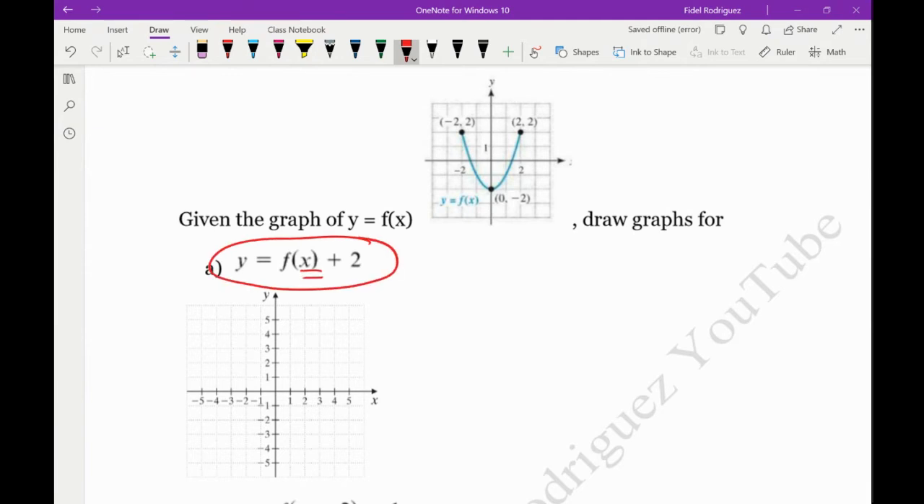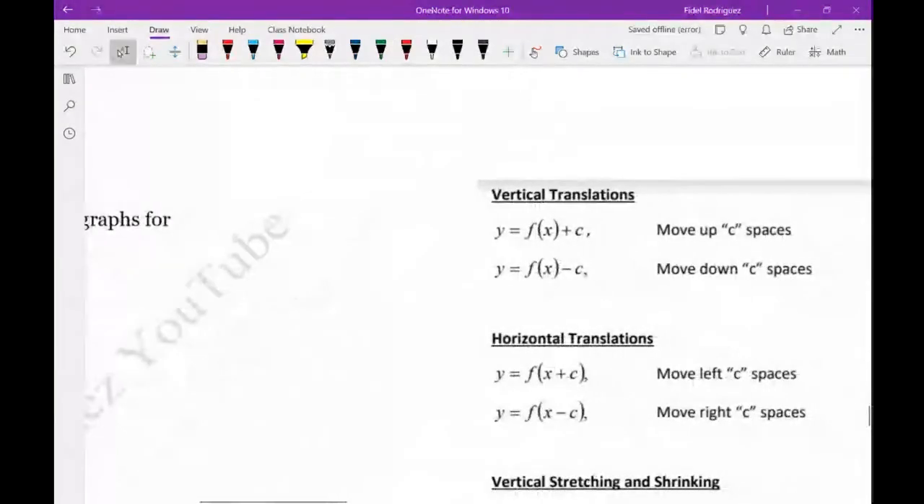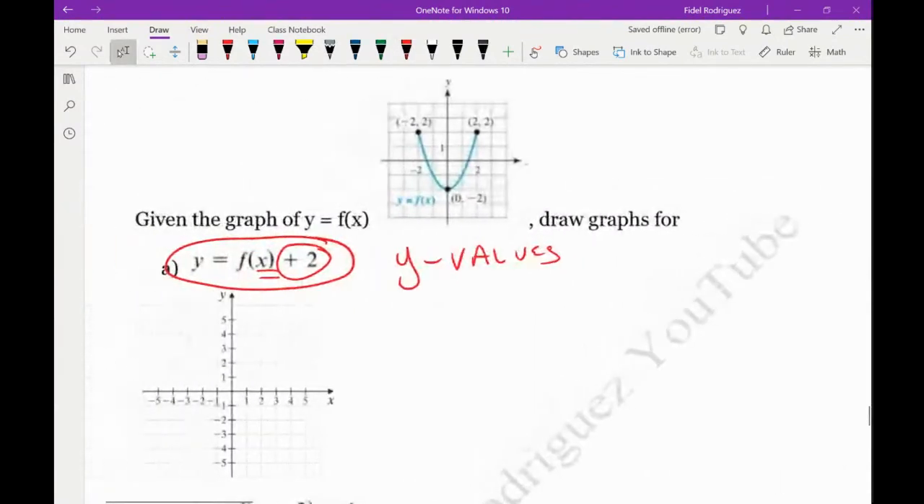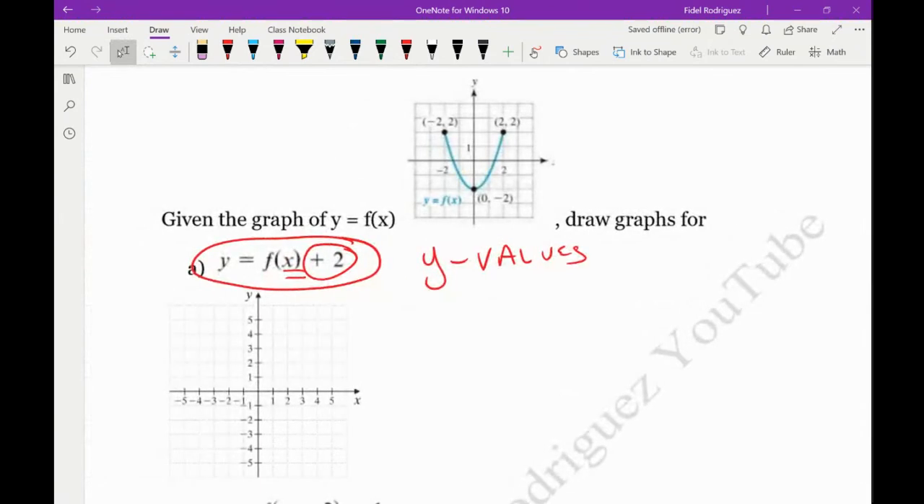Okay, so the first thing I notice, y'all, when I look at this part here, nothing has changed inside those parentheses, so I'm not changing my x numbers. Since the +2 is on the outside of the parentheses, that means I'm going to change my y values, right? And notice here, since it's a +2, all I'm going to do is move it up. And in this case, how many spaces? 2, right?